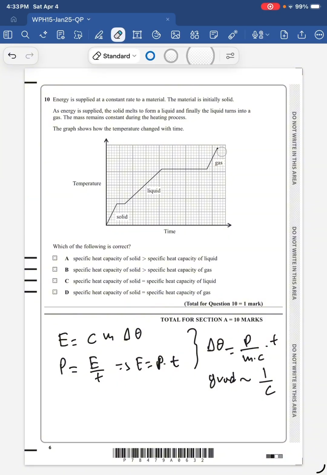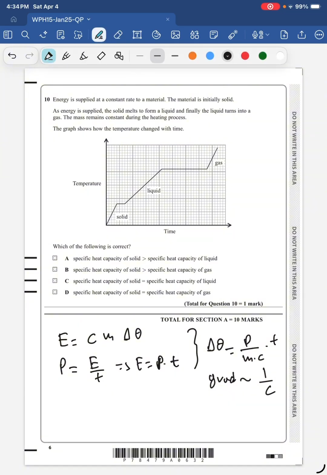Okay, so the steeper the gradient, the less the specific heat capacity. I hope this makes sense. Therefore, A is automatically wrong. Specific heat capacity of solid is this one. So A says the specific heat capacity of solid is larger than the specific heat capacity of liquid. So this is actually in reverse. Then B says the specific heat capacity of solid is larger than the specific heat capacity of gas, but we see that they are the same, really.